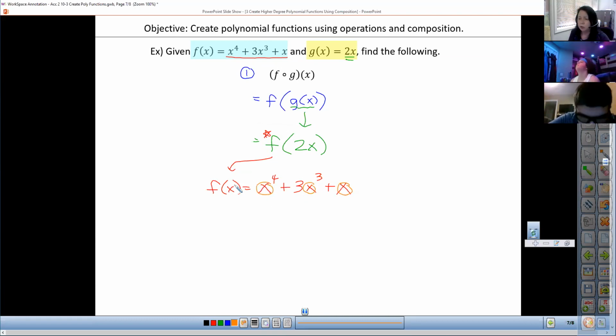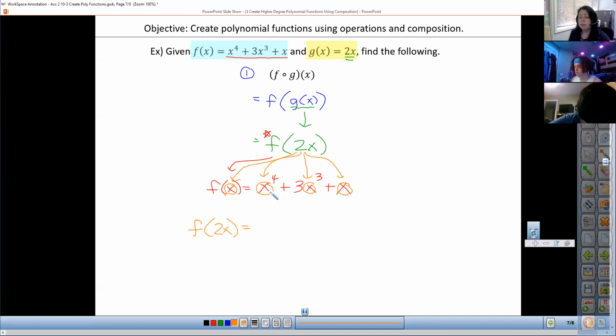So now I have to understand that composition is saying that each of these x's in my f function that I'm circling right now is going to be replaced with what I have in my parentheses, my 2x, which is g. So I'm going to put a 2x in each of these 4 positions. And now I'm going to have f of 2x equals.